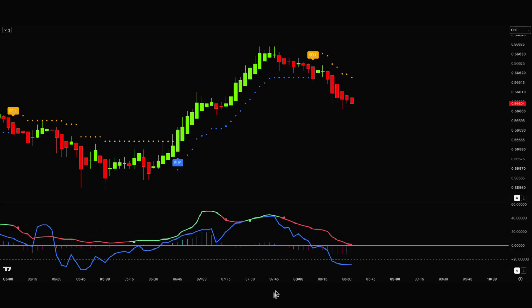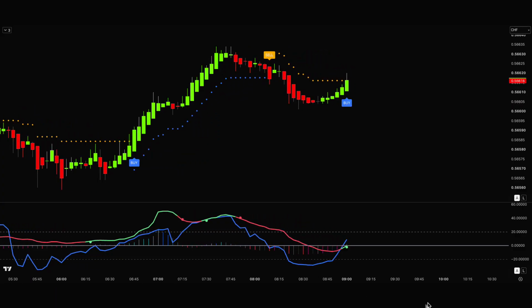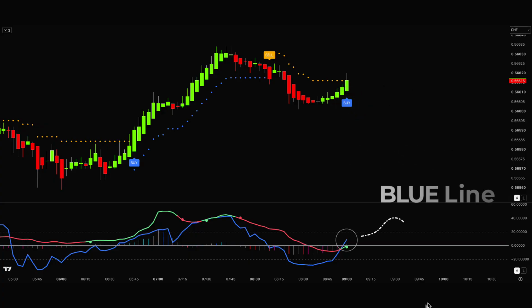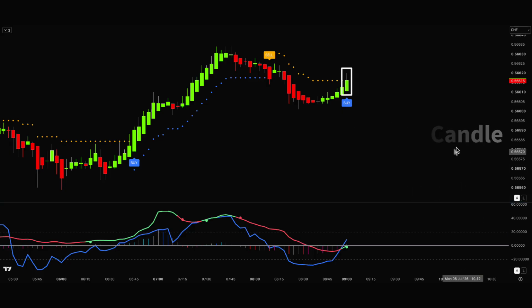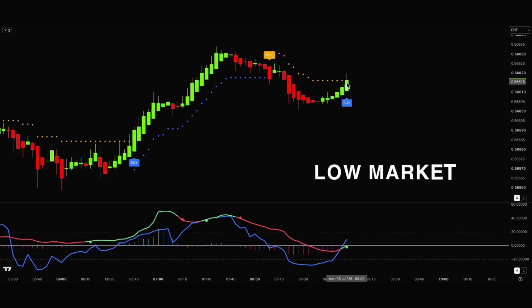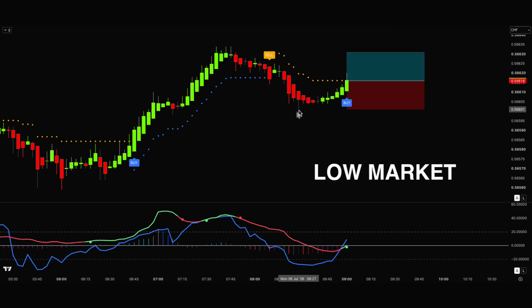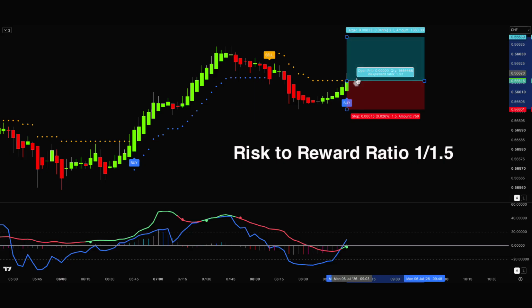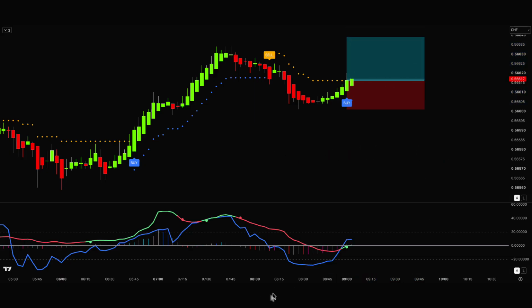Let's see how we use these trading setups. When the Supertrend with buy-sell signals label shows up, this is a buy signal. The blue line of volume-weighted RSI should be above the red line, and the market should form a bullish candle. If these conditions are fulfilled, then we place a buy order. Our stop loss is placed at the previous low of the market, and the risk-to-reward ratio will be 1:1.5.